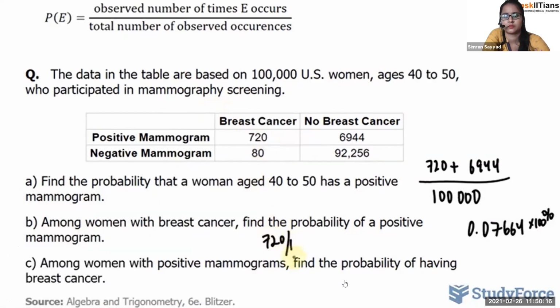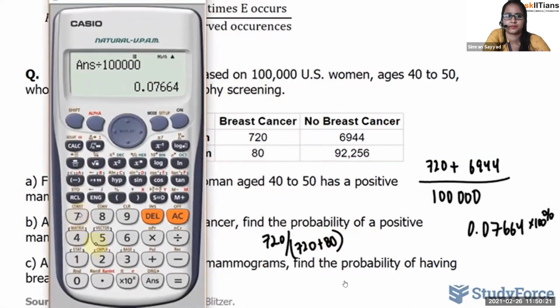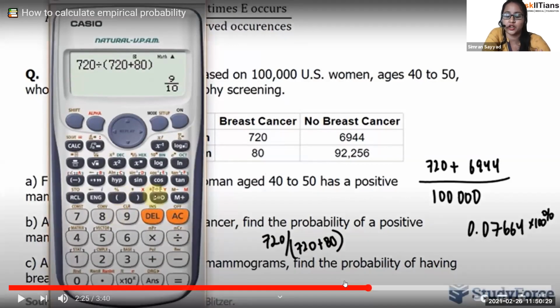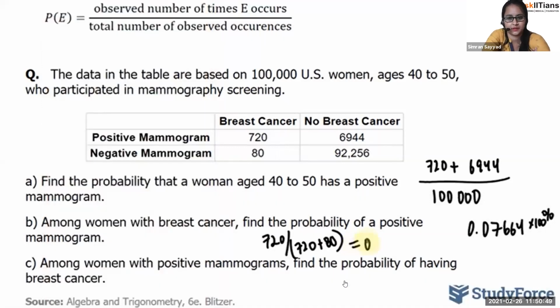So it is 720 divided by the sum of these, 720 plus 80. See here, you do not consider the 100,000 because we are only concerned with the women with breast cancer. So you divide by the number of observations, which is the positive and the negative part. That comes to about 90%. This shows how important mammograms are for detecting breast cancer.